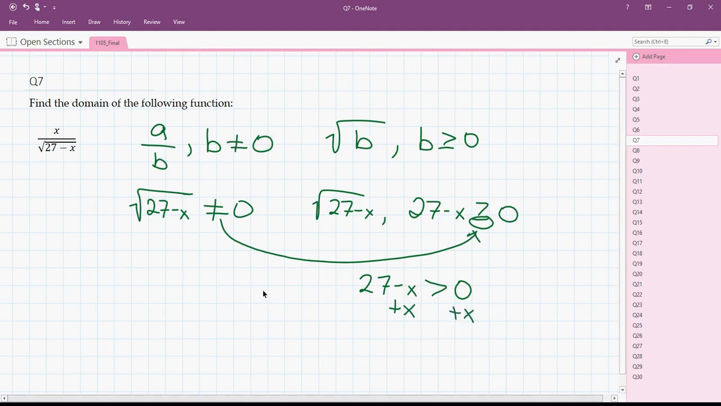And we find that we want x to be strictly less than 27. So as long as you put in a number that's smaller than 27, you'll have no issues there.